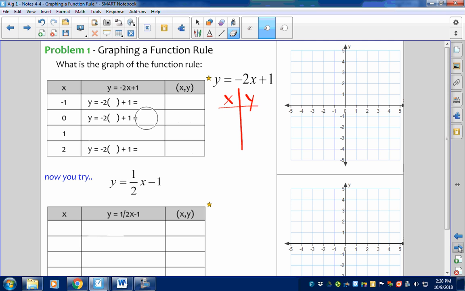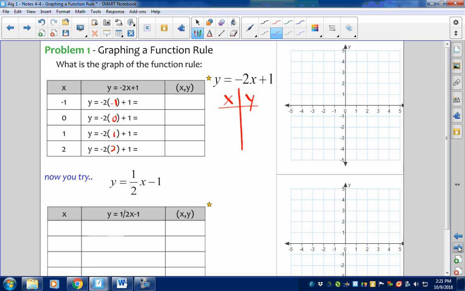So we kind of have a format here in this second column. I'll let you write this down. We've got y equals negative 2 times x plus 1. Anytime you plug in a number for a letter in algebra, it's a really good idea to put parentheses around it. Parentheses in algebra mean multiplication. And so it looks like this. I'm going to put negative 1 in here and evaluate it. I'm going to put 0 here, 1 here, and 2 here.